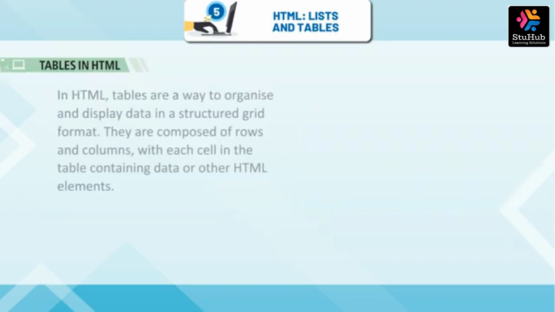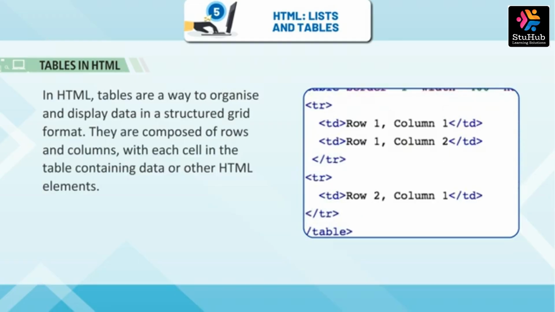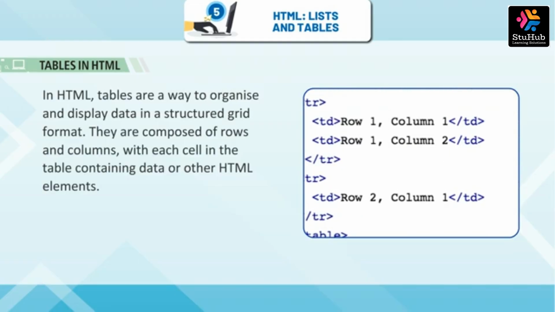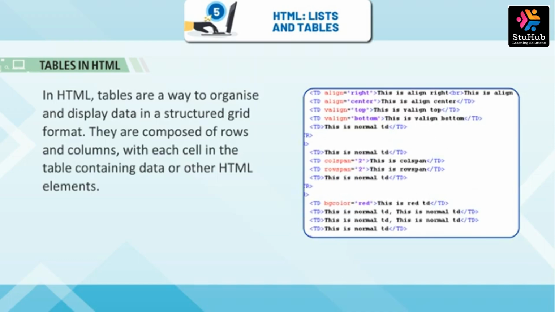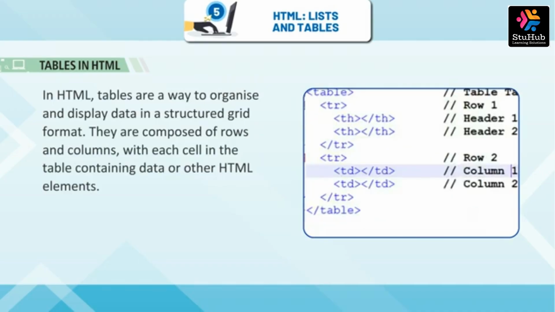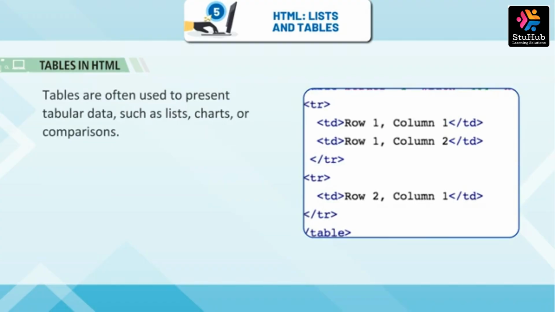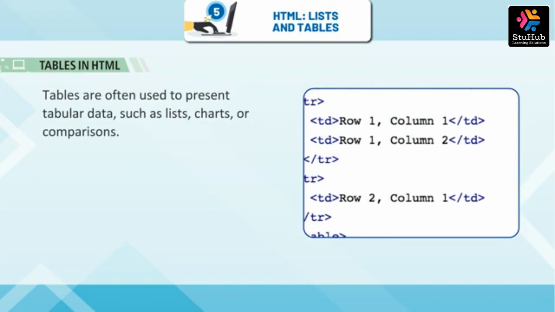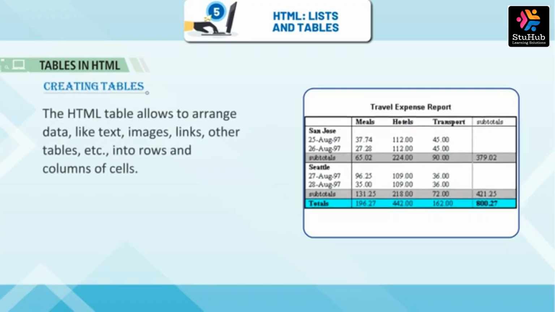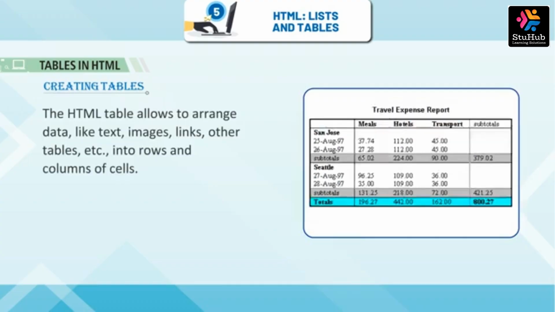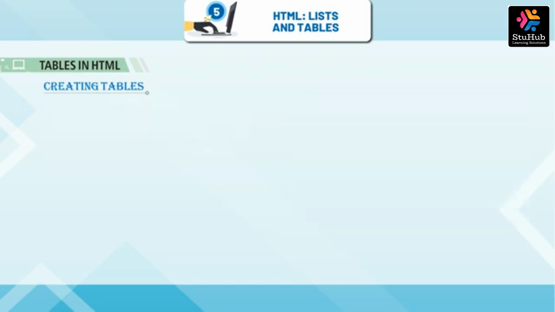Tables in HTML. In HTML, tables are a way to organize and display data in a structured grid format. They are composed of rows and columns, with each cell in the table containing data or other HTML elements. Tables are often used to present tabular data such as lists, charts, or comparisons. Creating tables. The HTML table allows you to arrange data like text, images, links, other tables, etc. into rows and columns of cells.